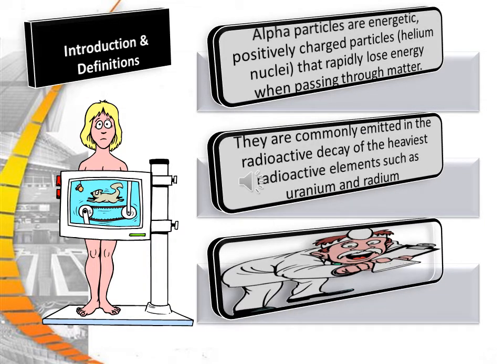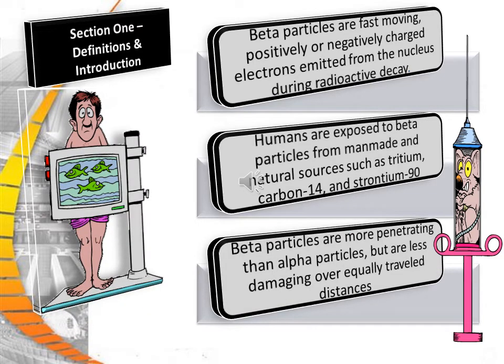Alpha particles are energetic, positively charged particles that rapidly lose energy when passing through matter. They are commonly emitted in the radioactive decay of the heaviest radioactive elements such as uranium and radium. Beta particles are fast-moving positively or negatively charged electrons emitted from the nucleus during radioactive decay. Humans are exposed to beta particles from man-made and natural sources such as tritium, carbon-14, strontium-90. Beta particles are more penetrating than alpha particles but are less damaging over equally traveled distances.